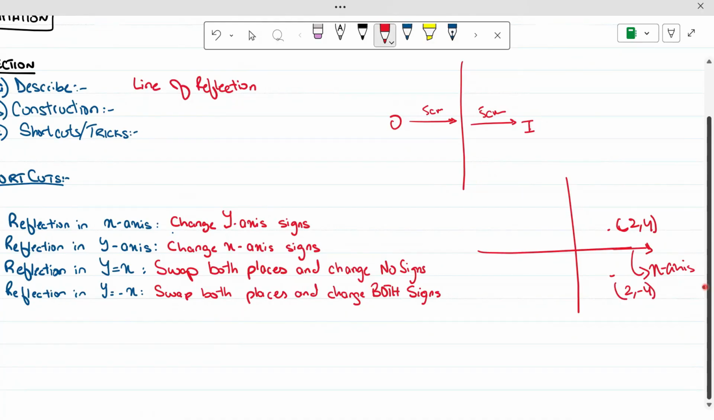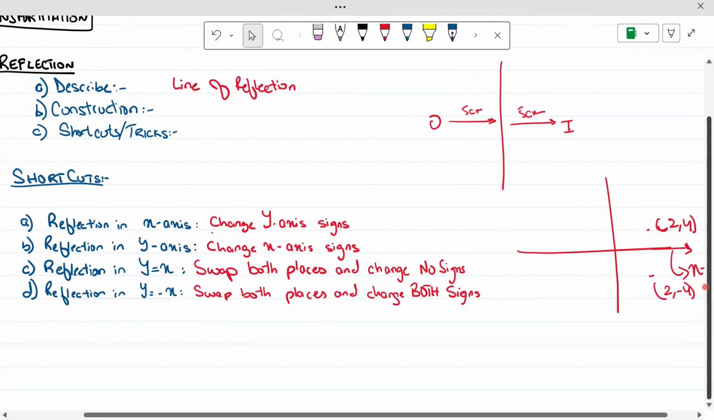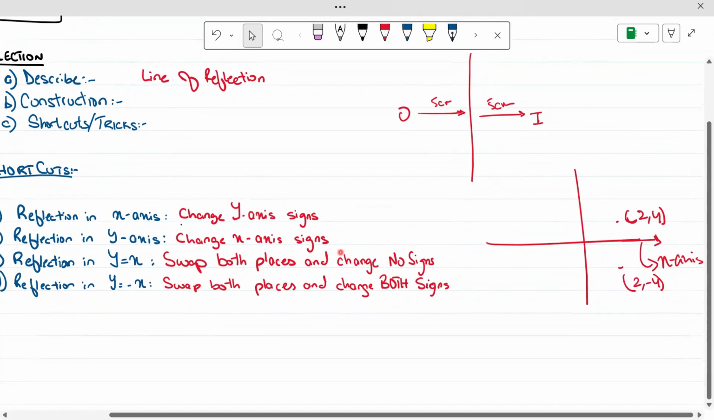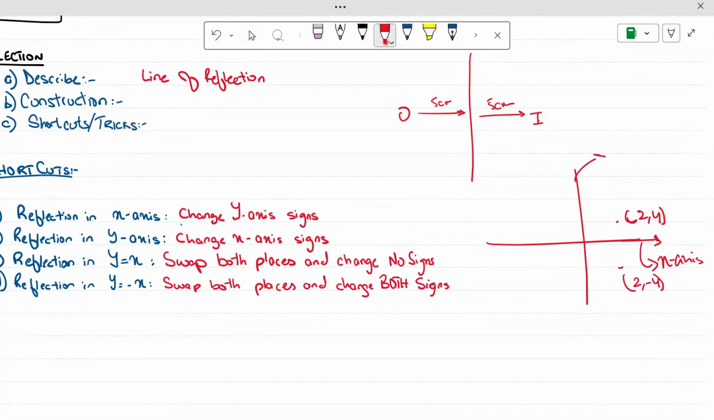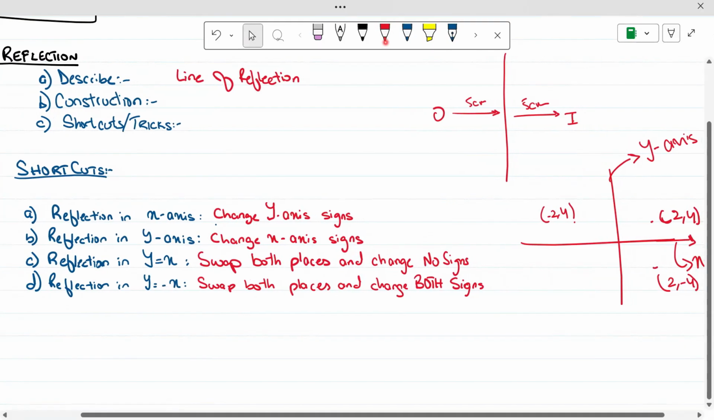Okay. Now coming towards part B of the shortcut, that is reflection in the y-axis. Change in x sign only. Basically this line is our y-axis. If the reflection is happening through the y-axis, we're going to change the points. For example, taking the same point (2, 4), we only have to change the x sign. So that means it will be somewhere over here and it will be considered as (-2, 4).